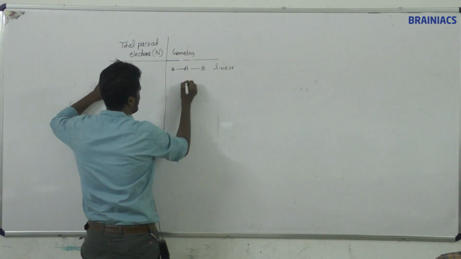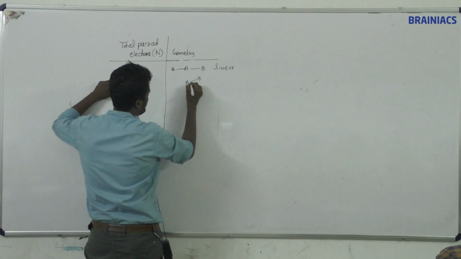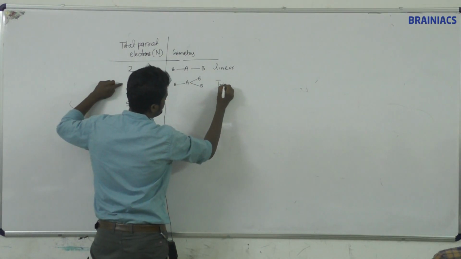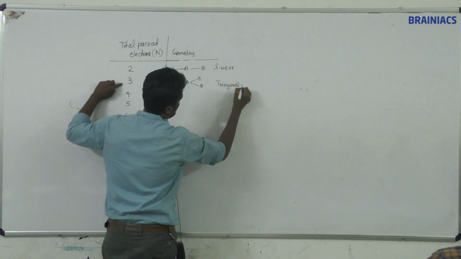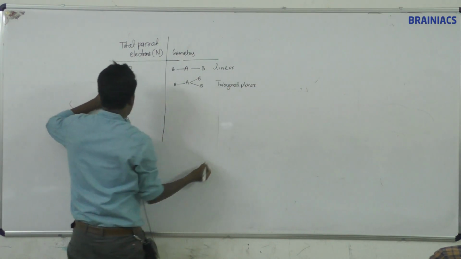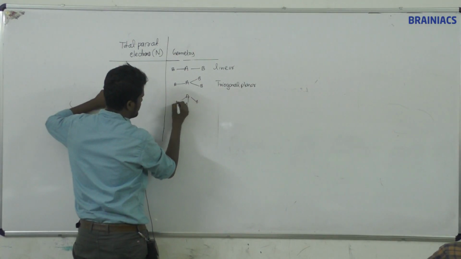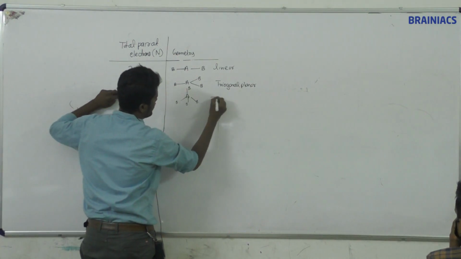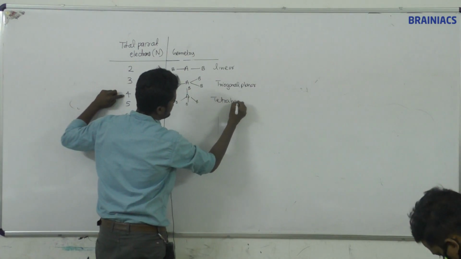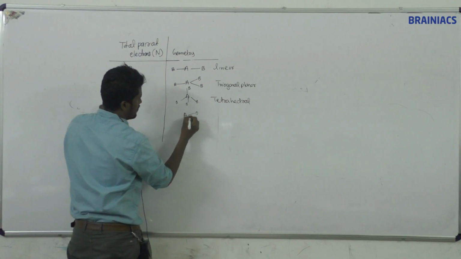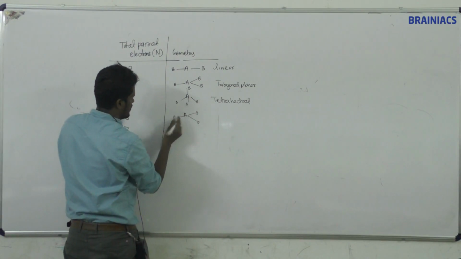Linear. And 3: A, B, B and B. So what is the geometry? Trigonal planar. 4: A, B, B, B and B. So what is the geometry? Tetrahedral. And 5: A, B, B, B.